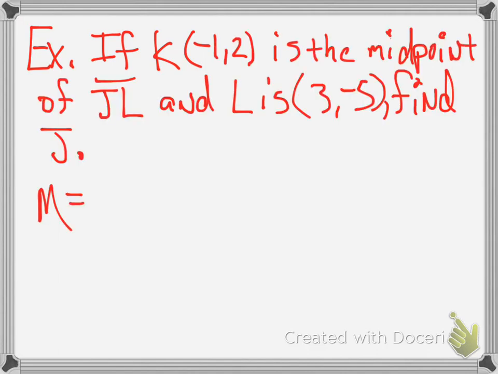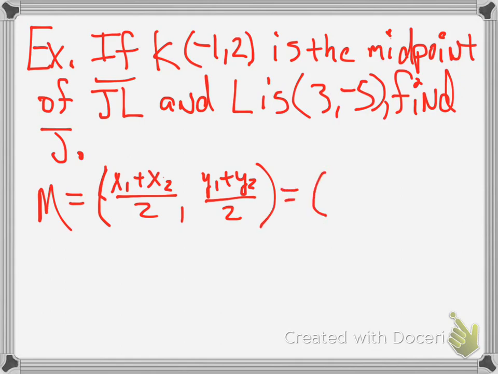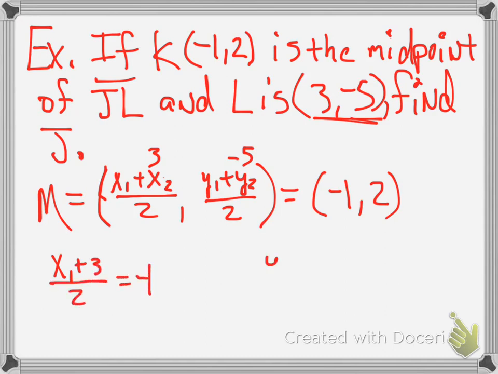K is the midpoint of line segment JL, and L is 3, negative 5. Find J. Well, if I put the numbers where they go in the formula, the 3 and the negative 5 would go where the x2 and y2 are. And notice that K is what they're equal to. So the numbers of K.